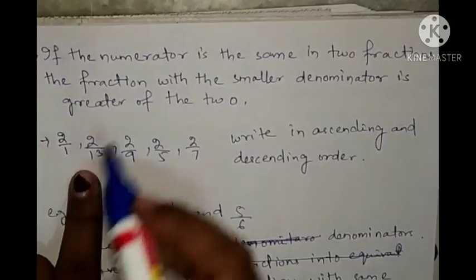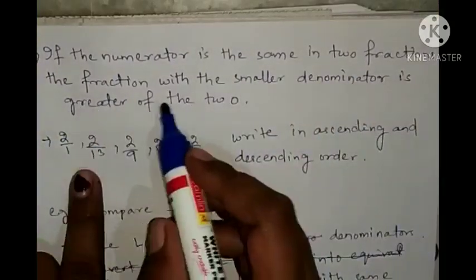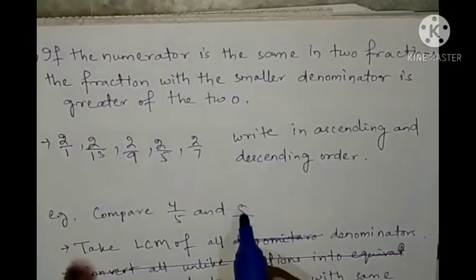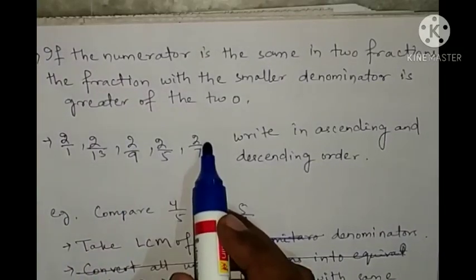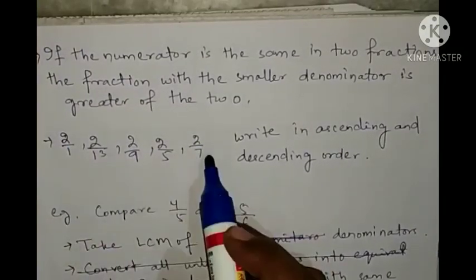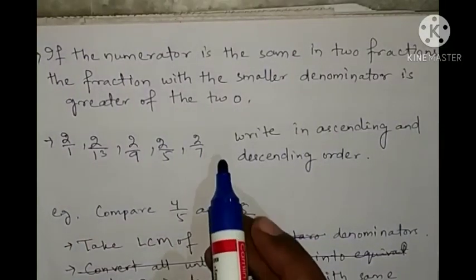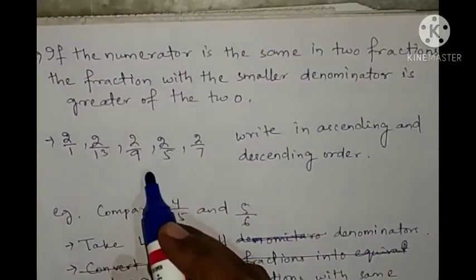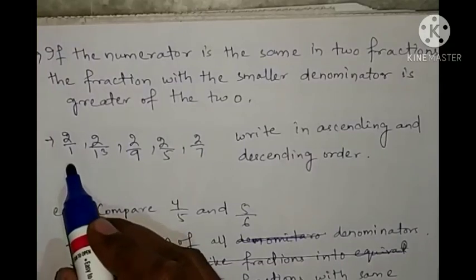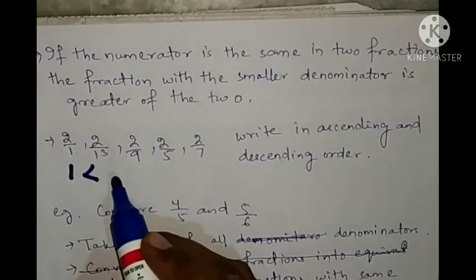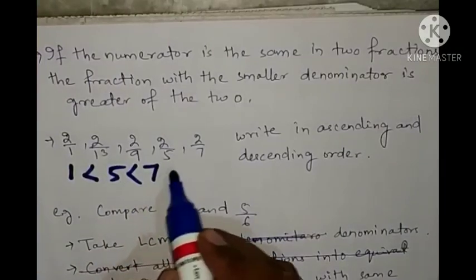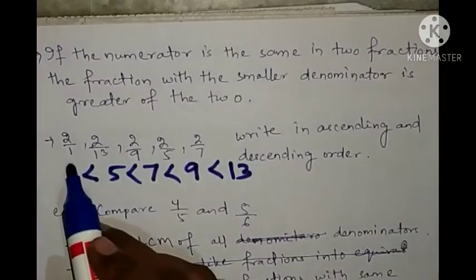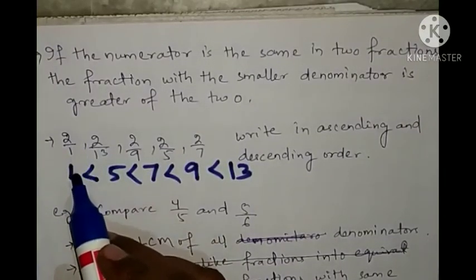If the numerator is the same in two fractions, the fraction with the smaller denominator is greater of the two. Look at here, 2, 2, 2, 2, all the numerators are 2 and denominators are different. In these unlike fractions, how can we find which one is bigger? The one which has the smaller denominator. Here you see 1 is smaller than 5, smaller than 7, smaller than 9, smaller than 13. So the one with the smallest denominator is the biggest fraction.